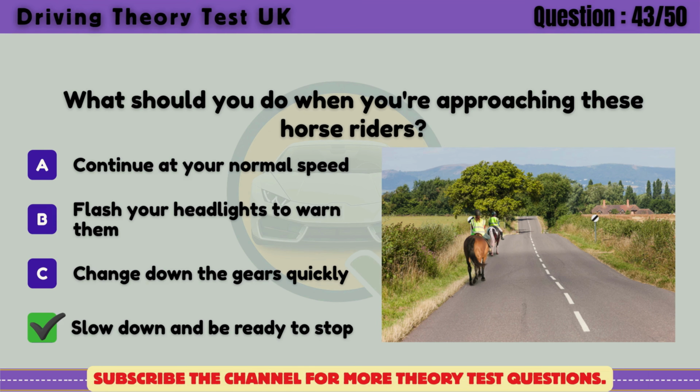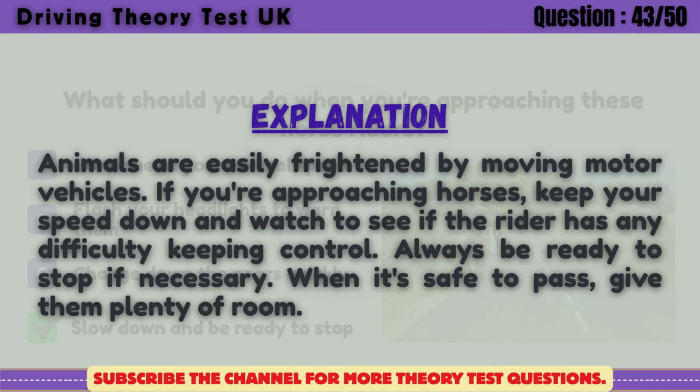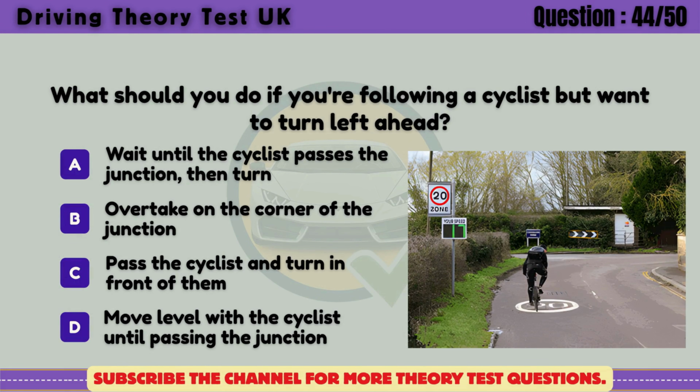Answer is D. Slow down and be ready to stop. Animals are easily frightened by moving motor vehicles. If you're approaching horses, keep your speed down and watch to see if the rider has any difficulty keeping control. Always be ready to stop if necessary. When it's safe to pass, give them plenty of room. Question 44. What should you do if you're following a cyclist but want to turn left ahead?